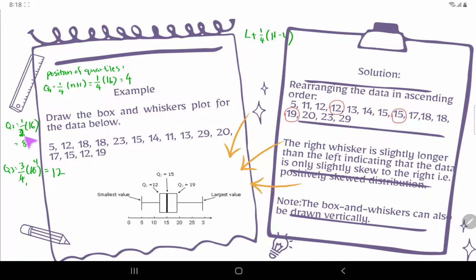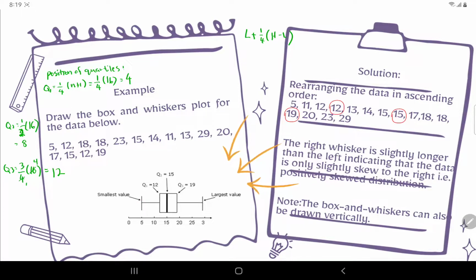So, this fourth position is our Q1. The eighth position is our Q2. So, 1, 2, 3, 4, 5, 6, 7, 8. So, this is our Q2. And position yang ke-12 is our Q3. Okay, 9, 10, 11, 12. This is our Q3. So, terus dapat Q1, Q2, Q3.